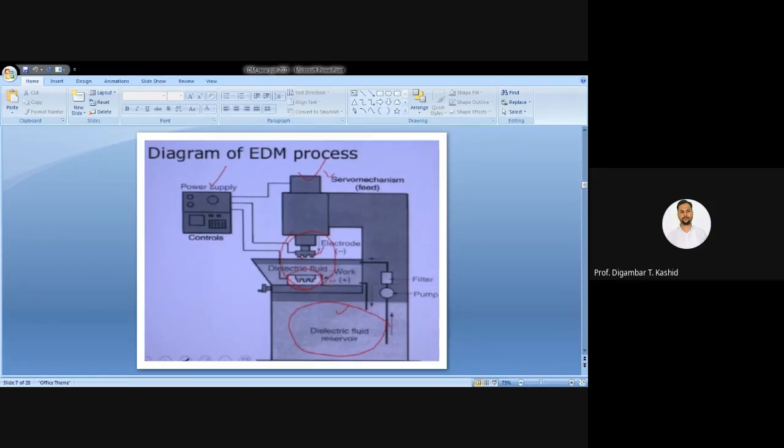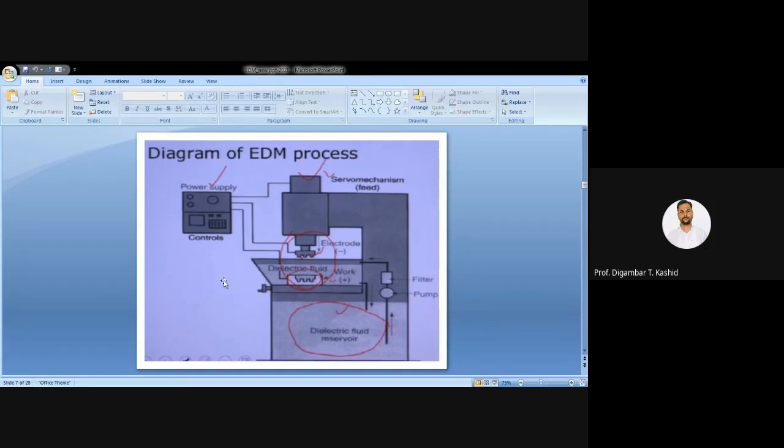The EDM experimental setup, as you can see, consists of your power supply, then the tool and the workpiece. Then there is the servo mechanism, and the fourth one is the dielectric fluid system, which includes this pump and filter, and a feeding system also. So these are the four different components or elements of our electro discharge machining process, that we will see one by one later on.